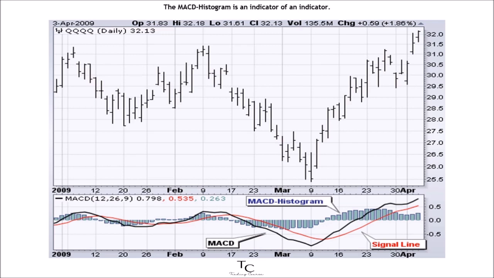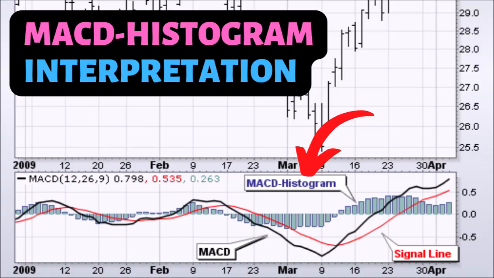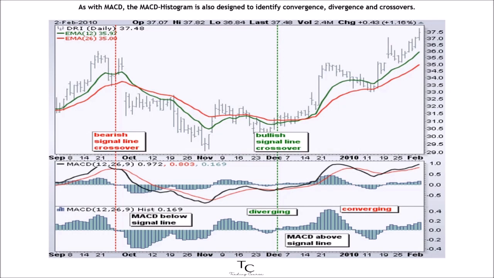The MACD histogram is an indicator of an indicator. It is designed to anticipate signals in MACD, which in turn is designed to identify changes in the price momentum of the underlying security. As with MACD, the MACD histogram is also designed to identify convergence, divergence, and crossovers. The MACD histogram, however, is measuring the distance between MACD and its signal line.